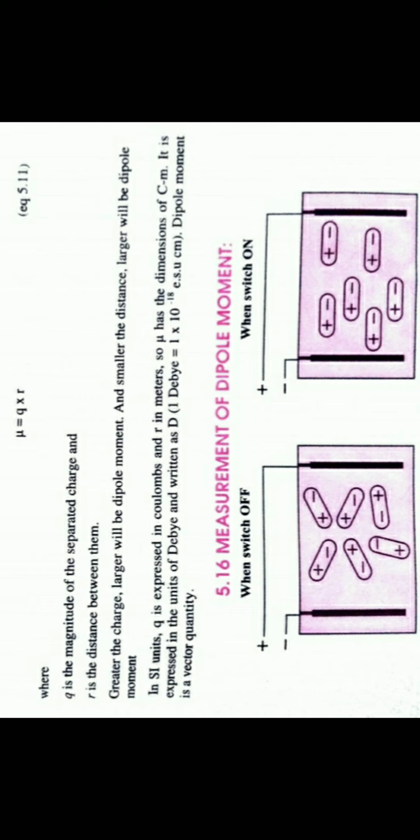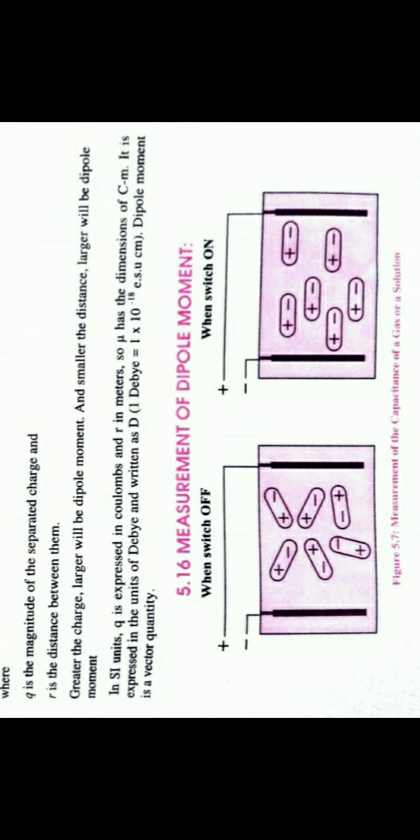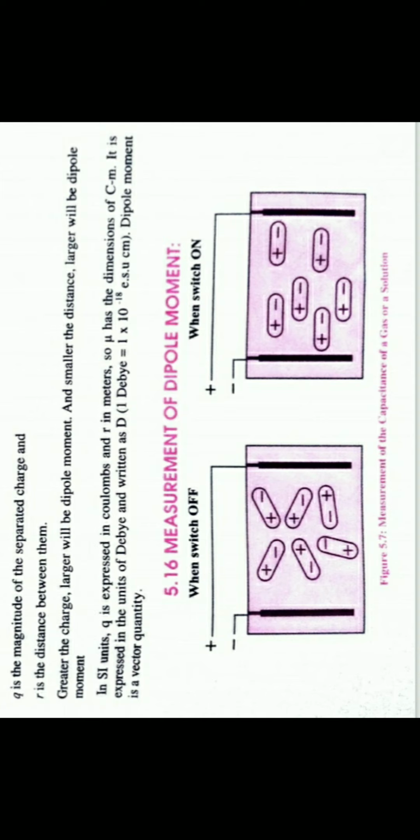Now the SI unit of Q, the magnitude of the separated charge, is the coulomb, and r is expressed in meters. So mu has the unit C times m, coulomb-meter, and this unit is also expressed as debye, written as a capital D. Now this is the measurement of the dipole moment.